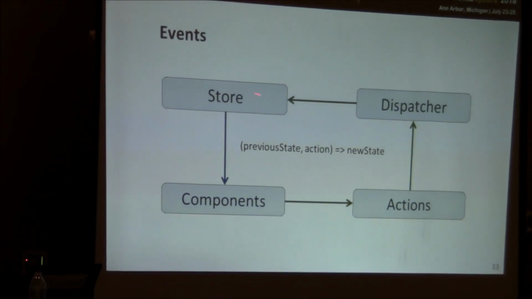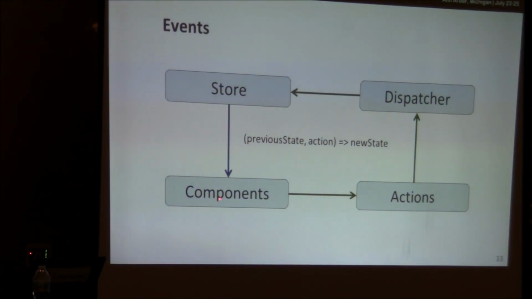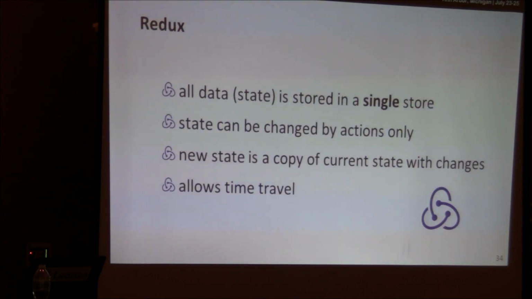We have the store with the data in it, and it delivers the data to the components. The components can have actions, and if they get executed, a dispatcher gets a hint. Here's an action with a new state, and this dispatcher changes the data in the store, and as soon as the store gets changed, React knows, oh, I have to deliver the new data to the components. And so it's a cycle: previous state, action, gets a new state. And for this, there's Redux.